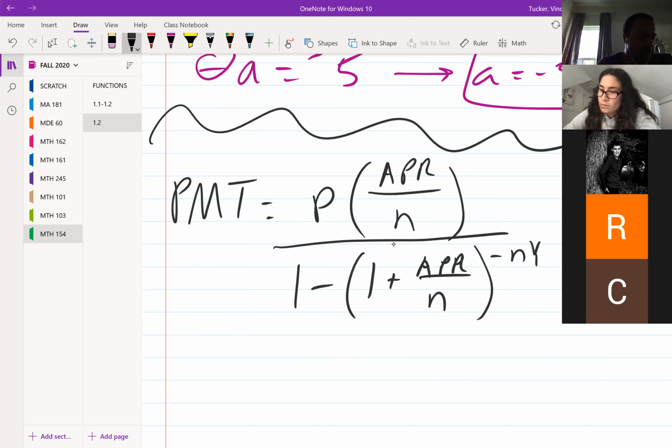All right, so that's how we calculate the monthly payment. We got P times APR over N, times 1 over 1 minus 1 plus APR over N, raised to the N times Y power. So we'll talk about what P, APR, and all those will be according to our problem. But let me give you guys a chance to write it.